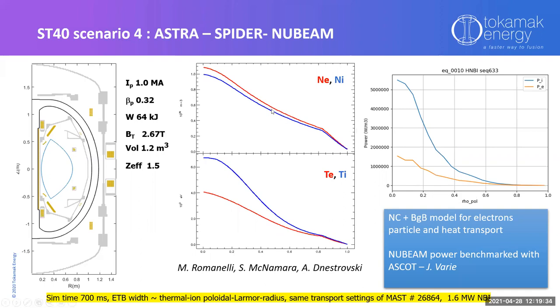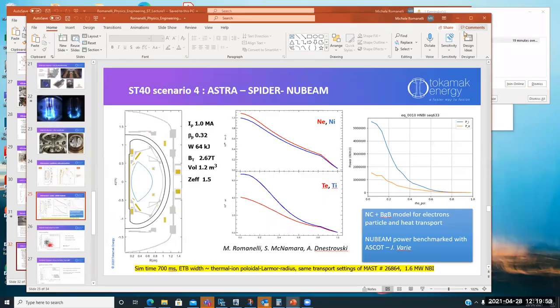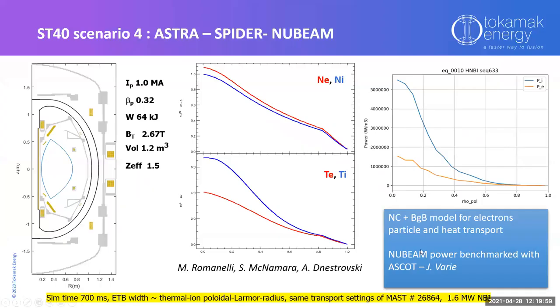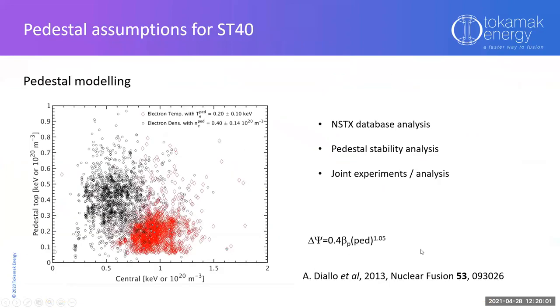Electron density looks quite peaked. And the reason for the peaked electron density is that we have peaked power and particle deposition from the beam. So the beam will fuel the plasma centrally, and it will lead to very peaked density profiles.